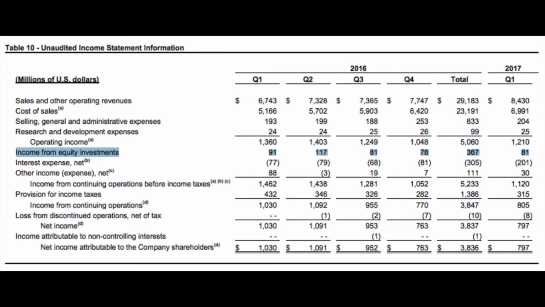So the next thing is income from equity investments, which is pretty much income from stocks and things like that. So if they're investing in other companies, that could be what that is on a balance sheet.